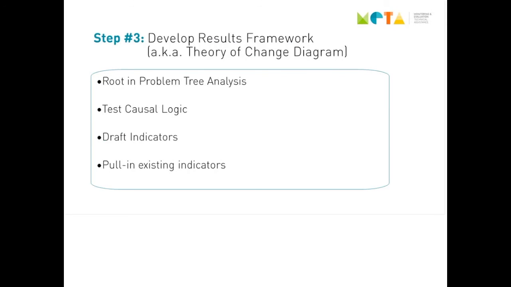So let's look at step 3. This is where we moved to developing a results framework. And it was definitely rooted in the problem tree analysis. So results should correlate to the problems identified and how the organization is and will address these problems at different levels. It's the thinking through the theory of change diagram, through the results framework.